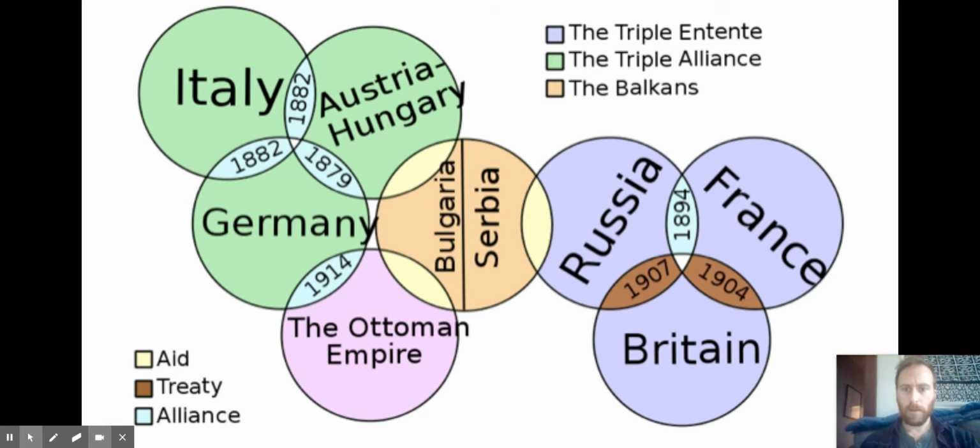The Ottomans join in 1914 for frankly really weird historical reasons. It involved Germans taking, I'll explain when we get to the slides. And you also have the two Balkan nations of Bulgaria on the Central Powers / Triple Alliance side, and Serbia on the Triple Entente / the Allied Powers side.